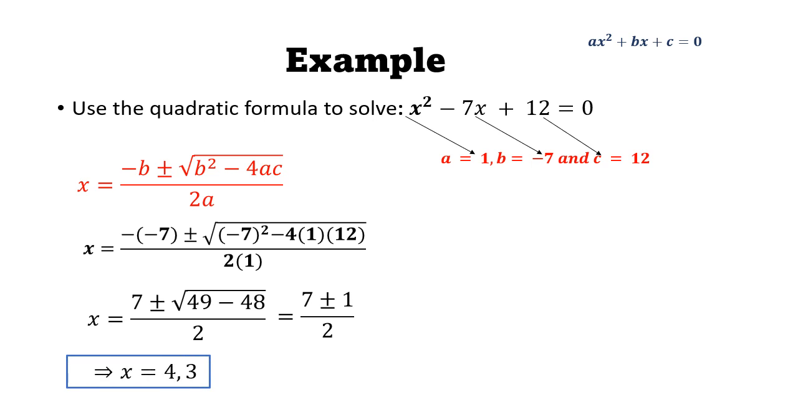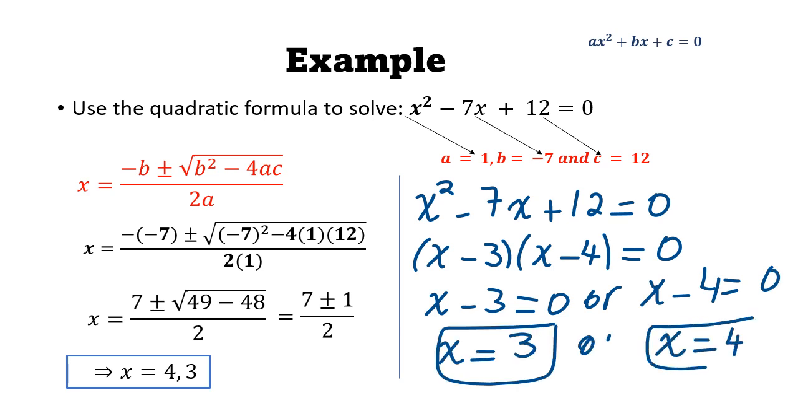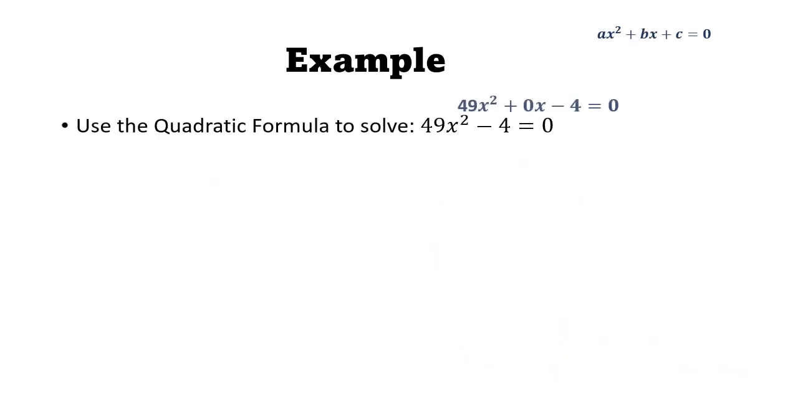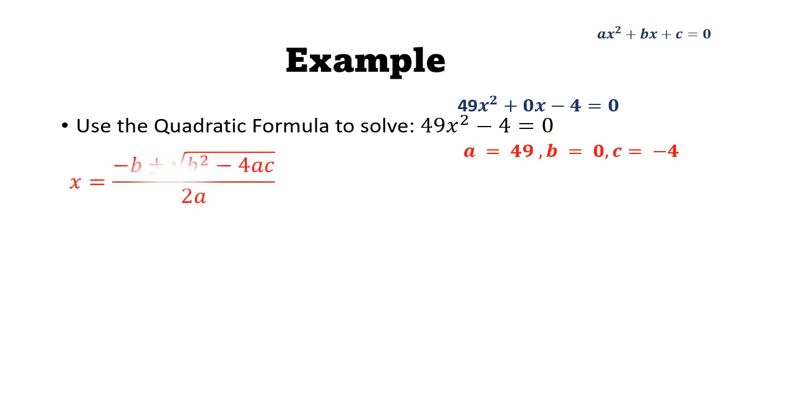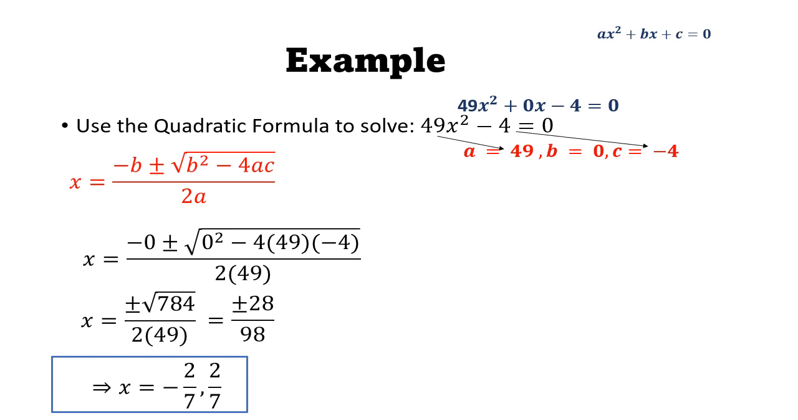Now keep in mind this example also can be factored. So it can be solved by factoring. Another example, my A is 49, B is 0, and C is negative 4. We're going to substitute them in the formula and simplify. Or we can use the square root property.